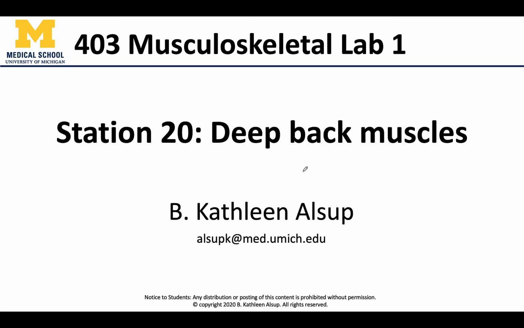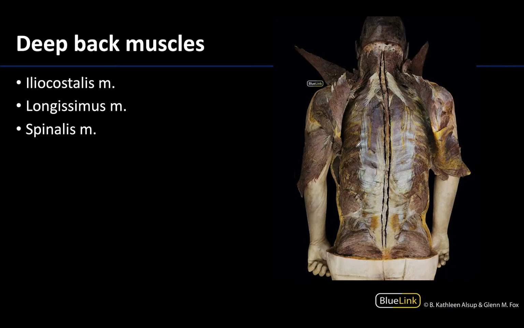Hello anatomy friends, and welcome to station number 20, where we are just going to get the basics in terms of the deep back muscles. This is a much more complex region than the detail that we're going into for this course. You can see that we have reflected the latissimus dorsi and the trapezius on both sides. We've even reflected some of the more intermediate level muscles like the rhomboids that we didn't really get into. And then you find that you still have a fairly robust network of muscles associated with the deep back.